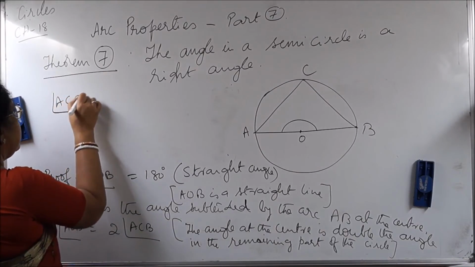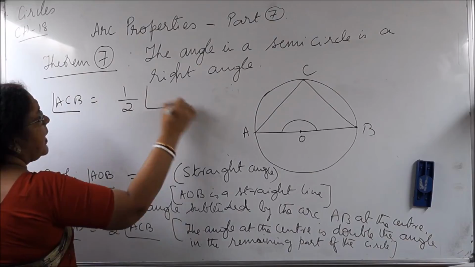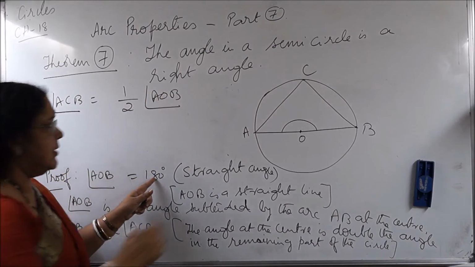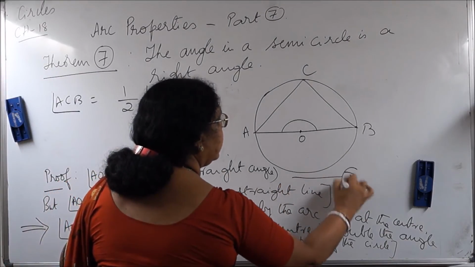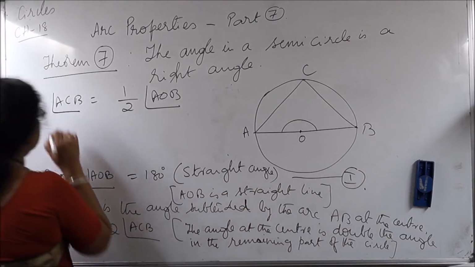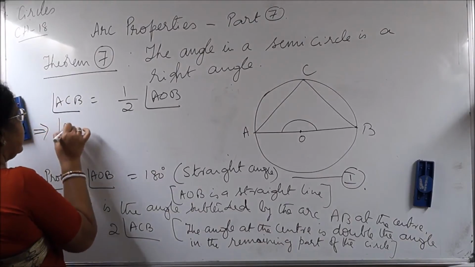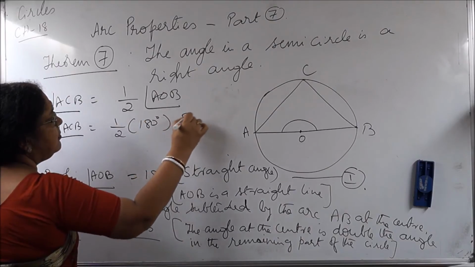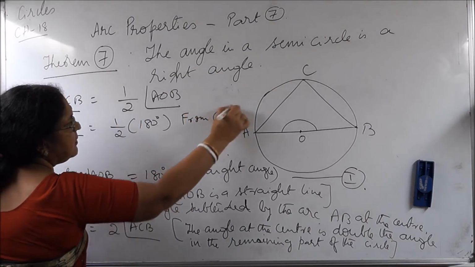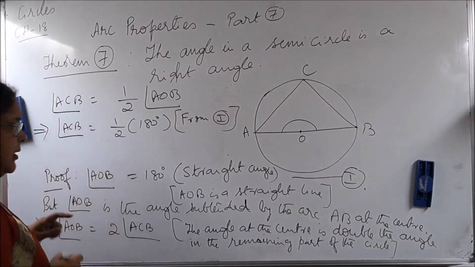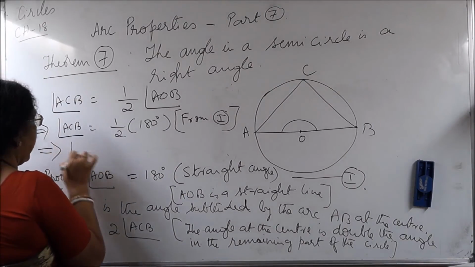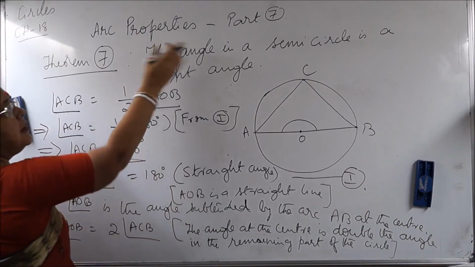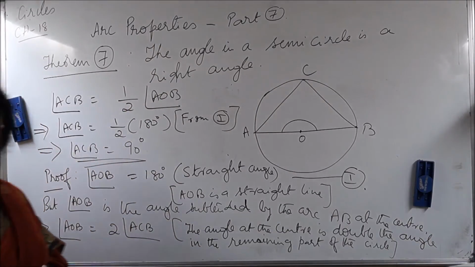So this implies angle ACB is equal to half of angle AOB. But we have already proved angle AOB is 180 degrees. Call this equation 1. So it follows that angle ACB is equal to half of 180 degrees, from 1. That is, we have proved in 1 that angle AOB is 180 degrees. This implies angle ACB is equal to 90 degrees. So the statement that the angle in a semicircle is a right angle is true.